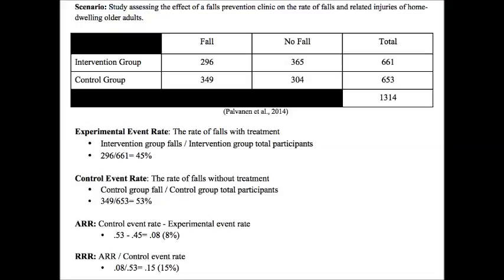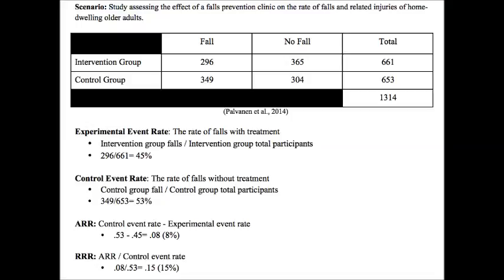Now that we have these values, we can go on to figure out the absolute and relative risk reduction ratios. As mentioned earlier, to figure out the absolute risk reduction ratio, you will need to take the experimental event rate, which is 45%, and subtract that from the control event rate, which is 53%. When you do this, the absolute risk reduction ratio comes out to 8%.